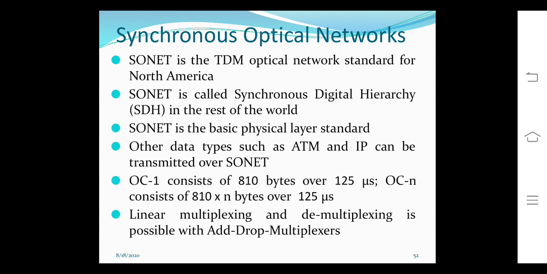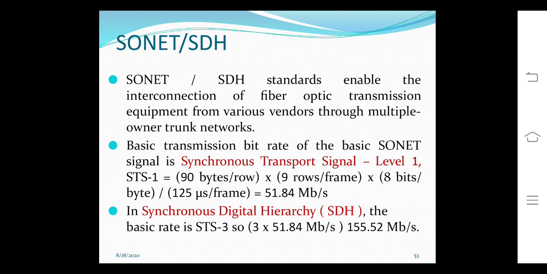OC-1 consists of 810 bytes over 125 microseconds, whereas OC-N consists of N numbers of 810 bytes over the same 125 microseconds. Linear multiplexing and demultiplexing is possible with add-drop multiplexers. The SONET or SDH standards enable the interconnection of fiber optic transmission equipment from various vendors through multiple owner trunk networks. The basic transmission rate of the basic SONET signal is STS-1, that is synchronous transport signal level 1.